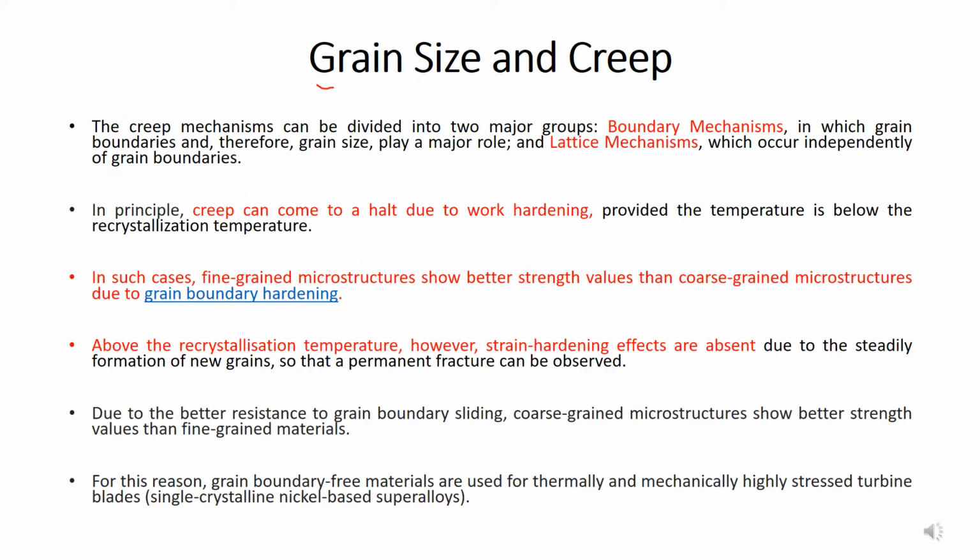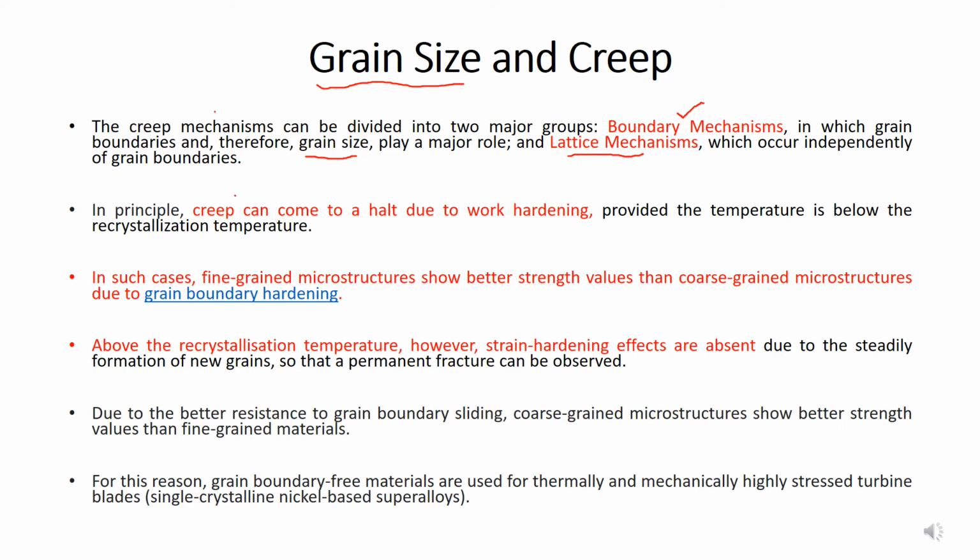So if we have to see the effect of the grain size, then we can define the creep mechanism majorly into two groups. First is the boundary mechanism, in which the grain boundary moves. If the grain boundary is moving, then this mechanism is affected by the grain size, because if grain size is more, then grain boundaries are less, and if grain size is less, it means there are more grain boundaries. So creep occurs due to boundary sliding. And another one is the lattice mechanism, where atoms move inside the lattice.